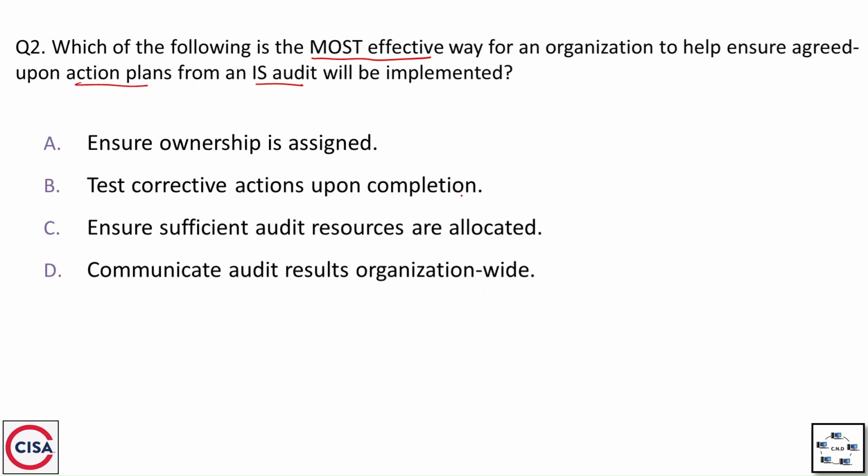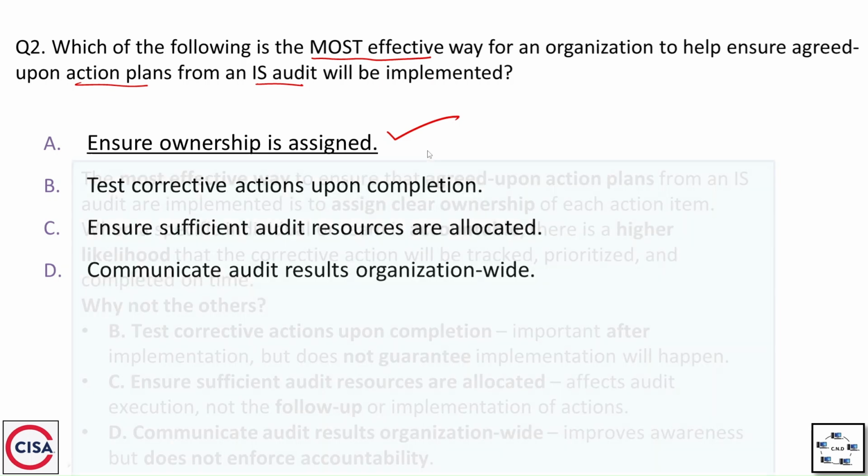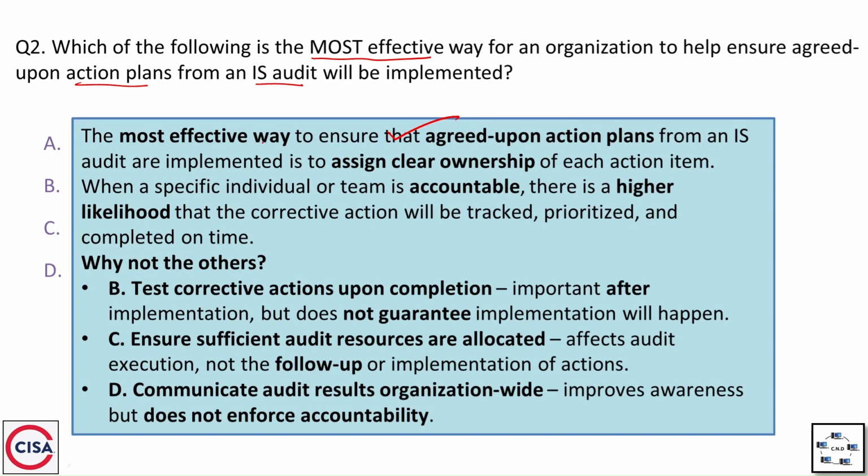And the correct option is option A, ensure ownership is assigned. So the most effective way to ensure that agreed upon action plans from an IS audit are implemented is to assign clear ownership of each action item. When a specific individual or team is accountable, there is a higher likelihood that the corrective action will be tracked, prioritized, and completed on time.